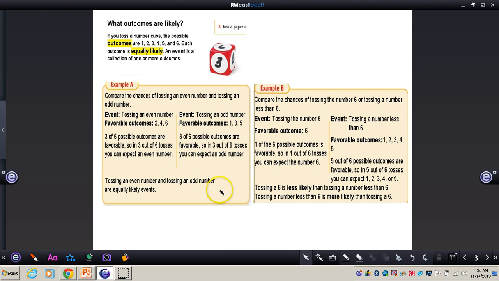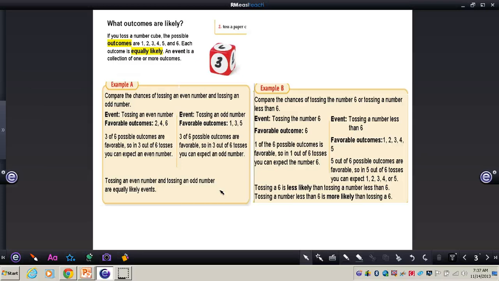Now if we were to say what's the possibility of tossing a 0, that would be impossible because there's not a 0 at all on the number cube. Or if we were to say what's the possibility of tossing a 1, 2, 3, 4, 5, 6 or an odd or even number, that would be certain because every single number on the number cube is either odd or even.